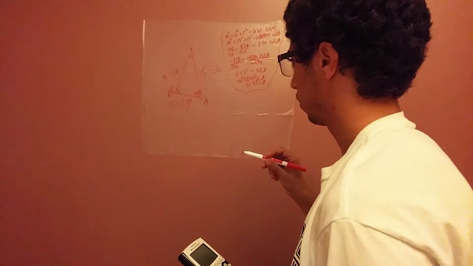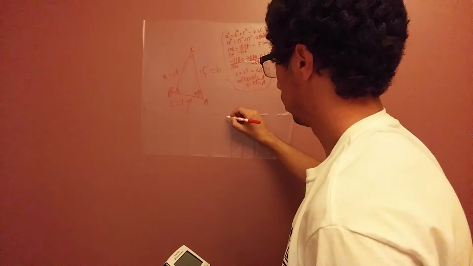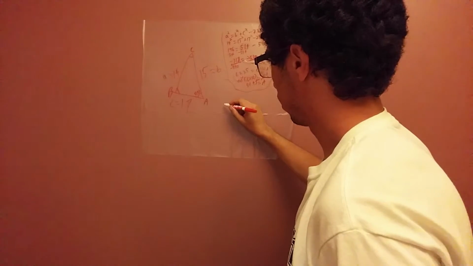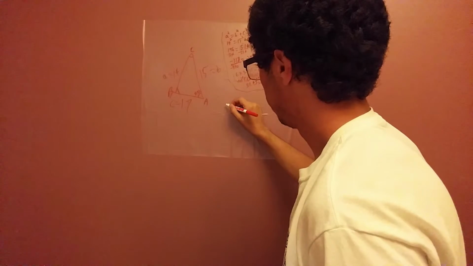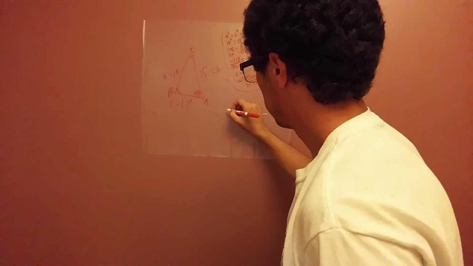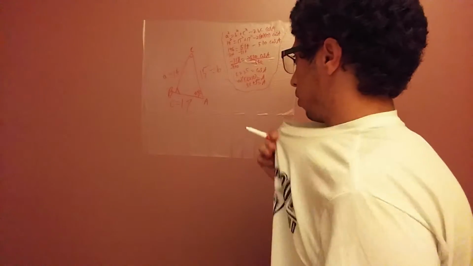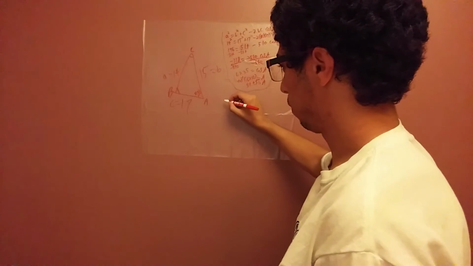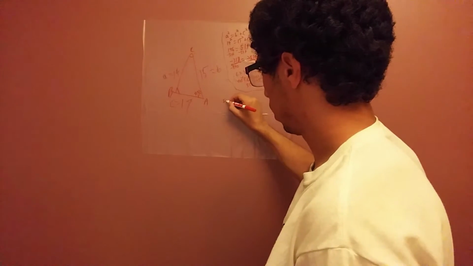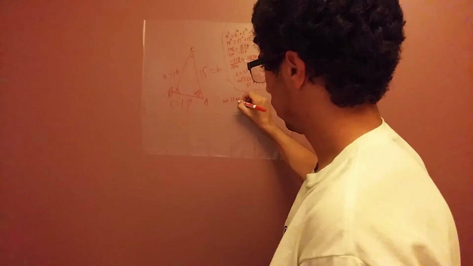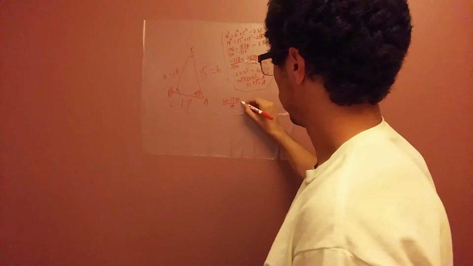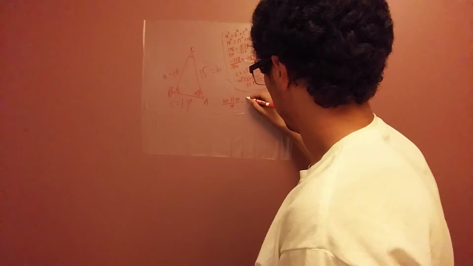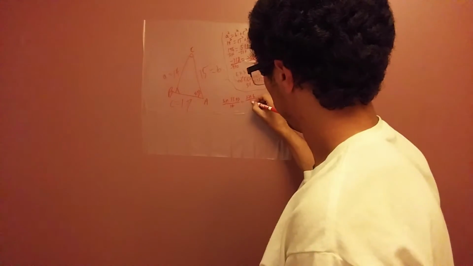You only need to find one other angle. So it's sine 51.43 over 14 equals, let's say I'm finding B, sine B over 15.